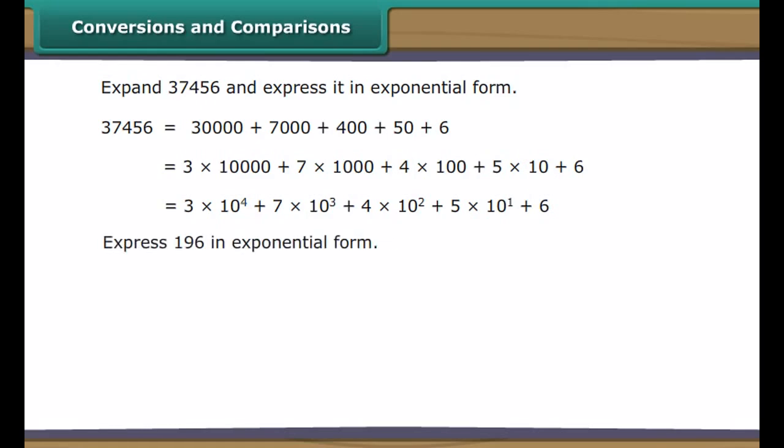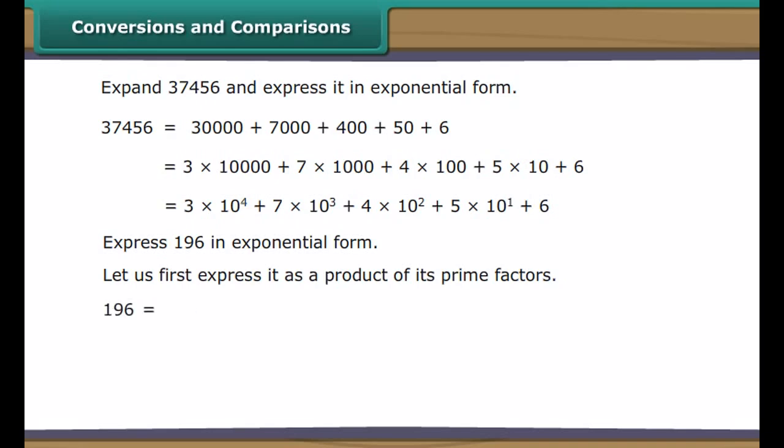Let us try and express 196 in exponential form. Let us first express it as a product of its prime factors. 196 is equal to 14 into 14, which is the same as 2 into 7 into 2 into 7. We can rewrite it as 2 into 2 into 7 into 7. We can now express the prime factors in exponential form. Therefore, 196 is equal to 2 square into 7 square.